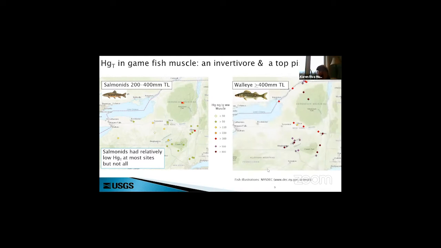Now we're looking at walleye. These are very large, older, piscivorous fish, top predators. And we see much higher mercury than in the invertivores. And also, again, less spatial variation. If you think of what this is telling us spatially, it's not really very interesting.